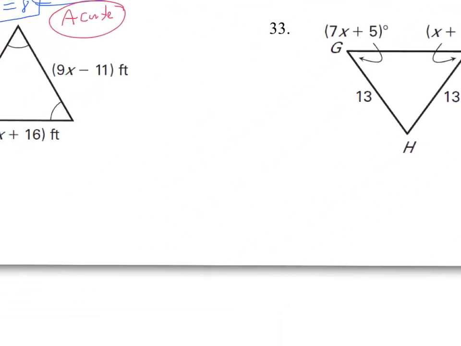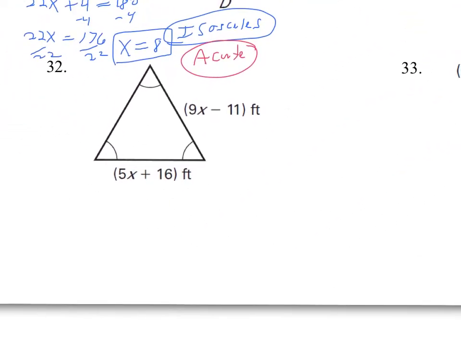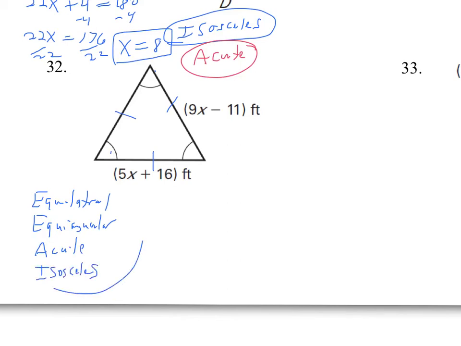All right, on to number 32. You know, we might notice something about this one right away, too. All three angles are the same. That means all three sides will be the same. This, again, is an equilateral, equiangular, and we know then it's also going to be acute and isosceles. If it's one of these special triangles, it's going to have all 4 names.